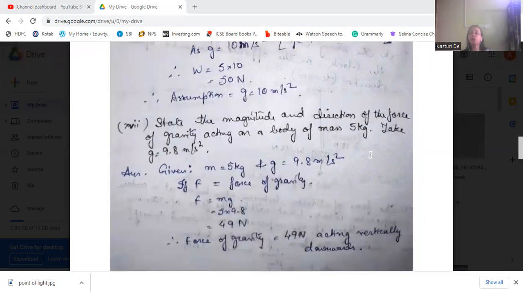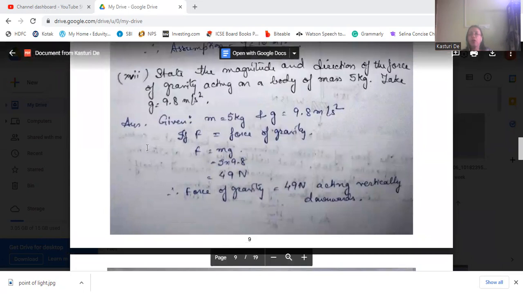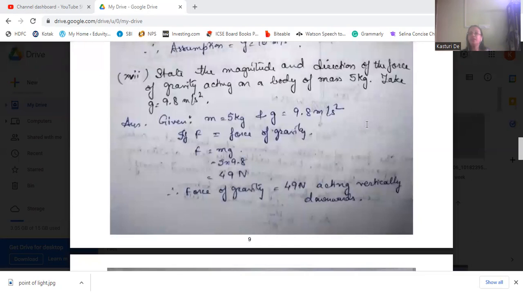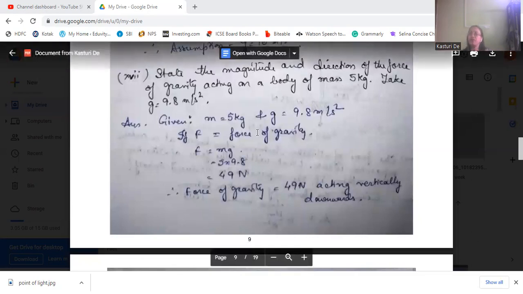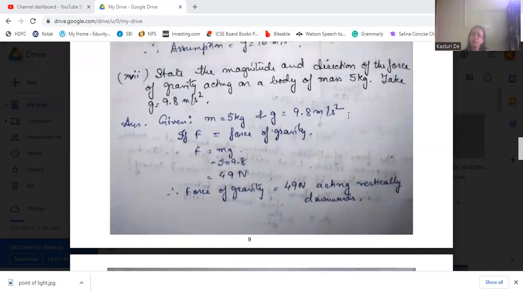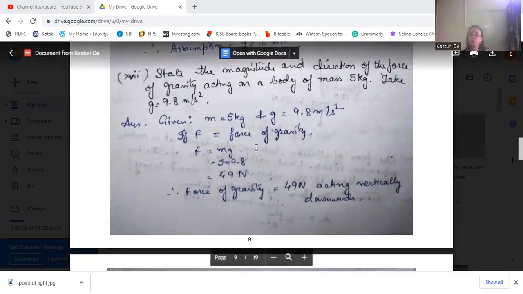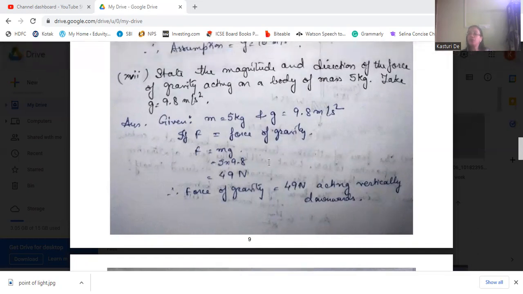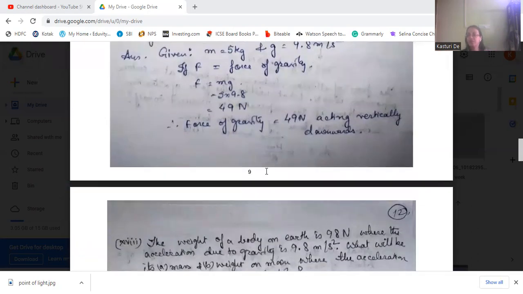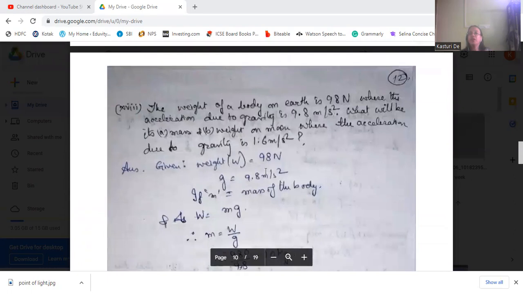Now state the magnitude and direction of the force of gravity acting on a body of mass 5 kgs. Take g is equal to 9.8 meter per second square. Here it's very simple. Mass is equal to 5 kgs and g is equal to 9.8 meter per second square. So force is equal to mass into gravity. That is F equals 5 into 9.8, which is 49 Newton, acting vertically downwards. The direction of the force is vertically downwards, because it is acceleration due to gravity, so gravity will be pulling it down.